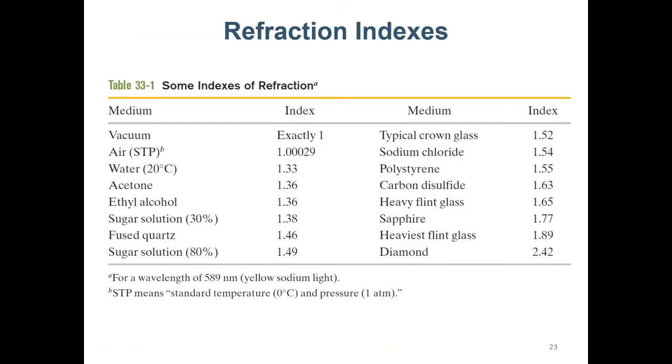refraction indexes. So for vacuum or air it is 1 or 1.00029. For water it is 4/3. And some other materials, sugar solution. And for diamond, it's 2.42. So that's why ladies like diamond so much. And yeah, in this table, at least, diamond has the highest refraction index.